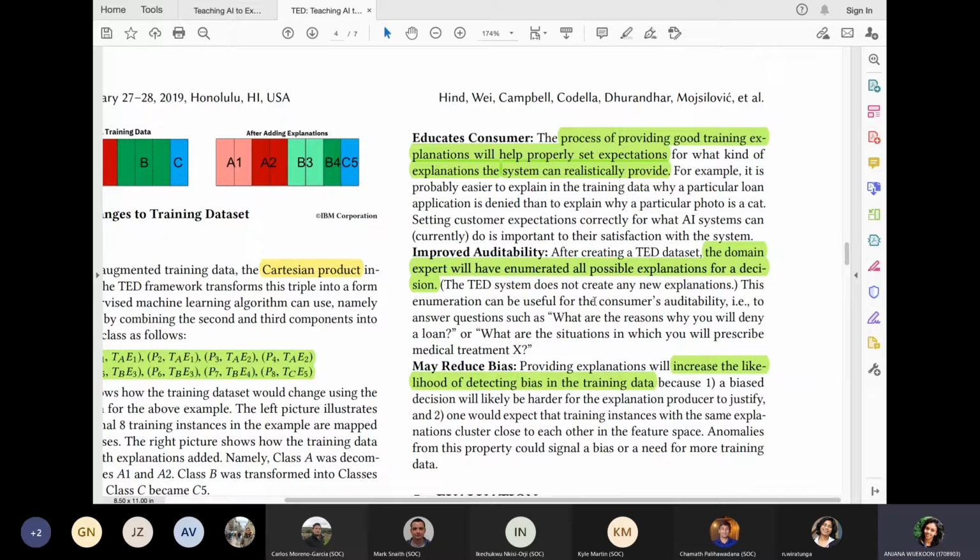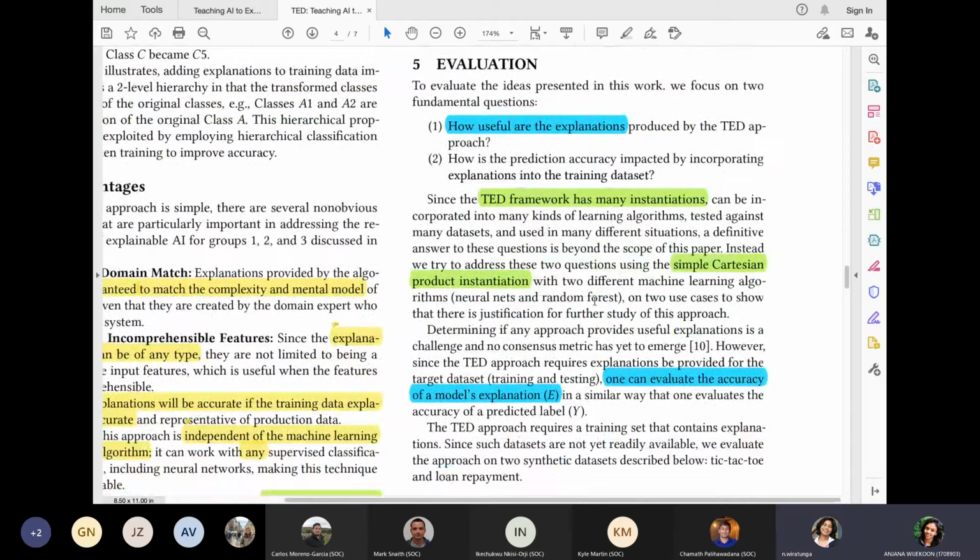Improved auditability, yeah, again, the domain experts will have enumerated all possible explanations. So yeah, the strictness of the supervised learning output layer makes them be very comprehensive when they explore what the possible explanations are and how they match with the decisions that are made looking at the data. So if they do it properly, the process of labeling can introduce these desirable features like educating the consumer, improving auditability and reducing bias. Angie, yeah.